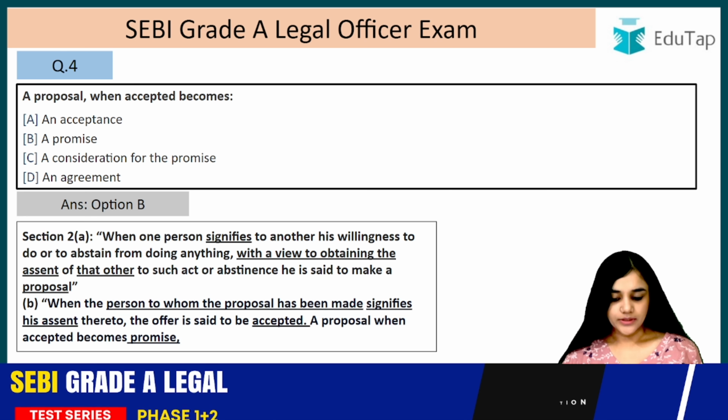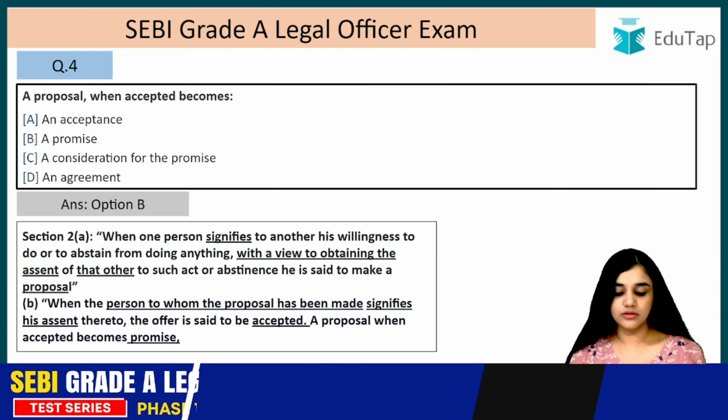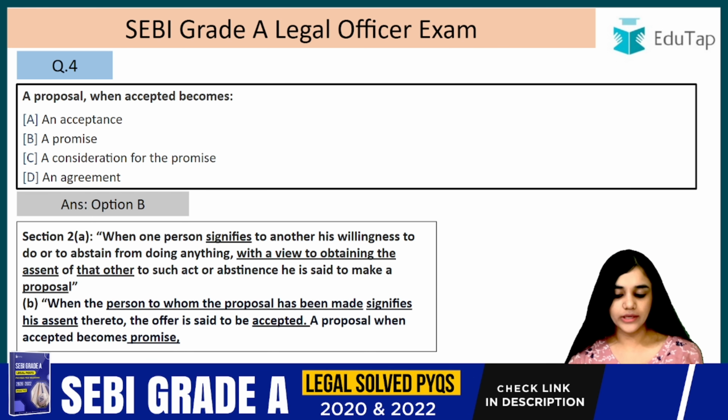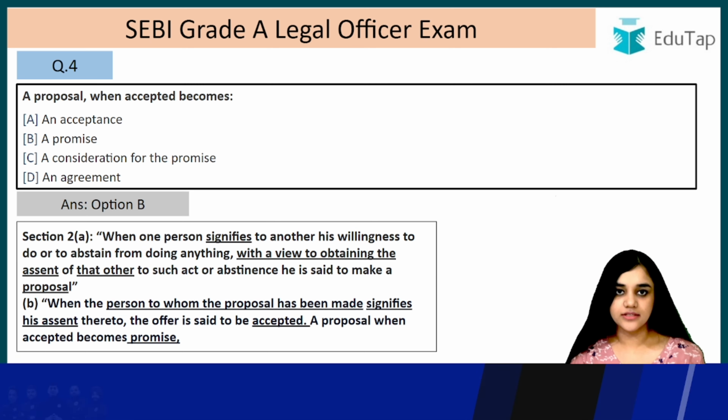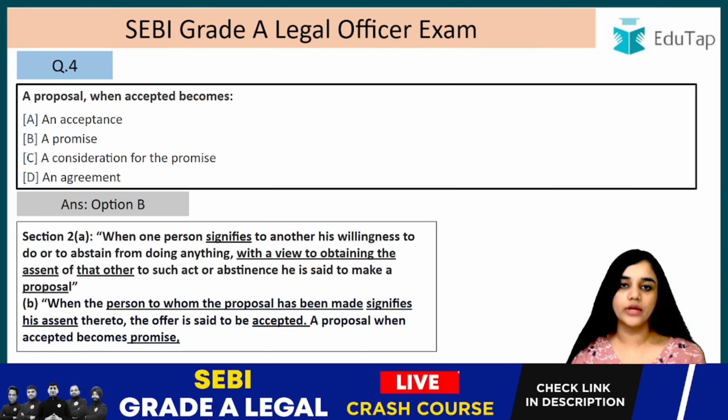Before understanding what a promise is, we must know what a proposal is. What is the definition of a proposal? Let's read it first. When one person signifies to another his willingness to do or abstain from doing anything. So when one person signifies, it means he conveys his willingness to do or to abstain from doing a thing, right?